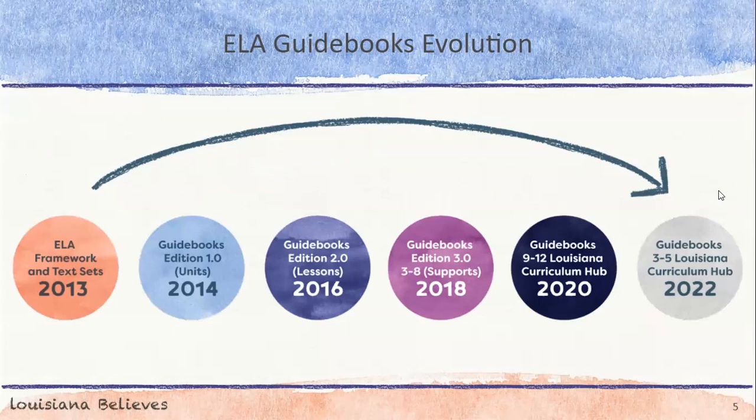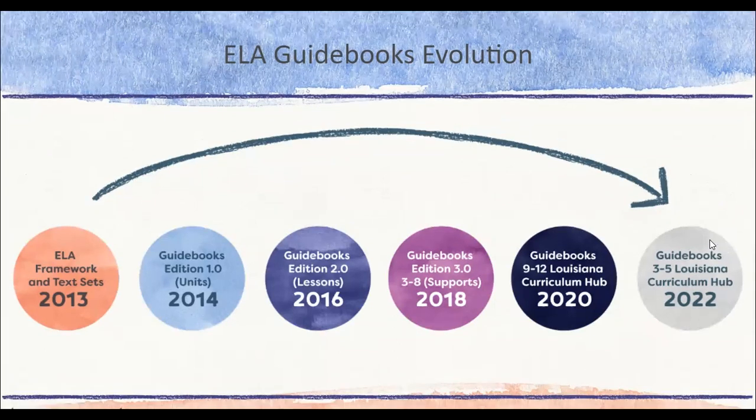After the initial framework and 1.0 units were released, ELA Guidebooks 2.0 were developed based on feedback that teachers wanted help with pacing and structuring the content of the units in Guidebooks 1.0. Additional supports were added in 2018, again, in response to teacher feedback.